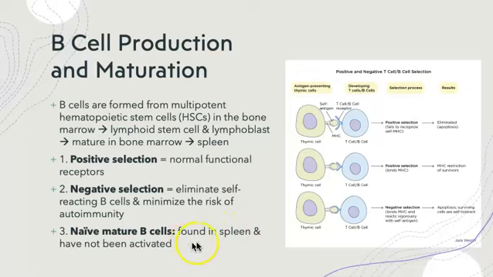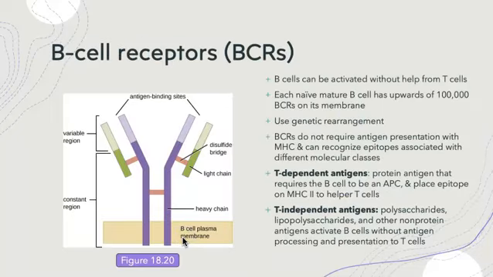And then we have our naive mature B cells now go to the spleen, and they're going to wait there until they come across a pathogen or another antigen presenting cell that has a pathogen's antigen to be presented to it to become activated. Let's take a look at our B cell receptors.